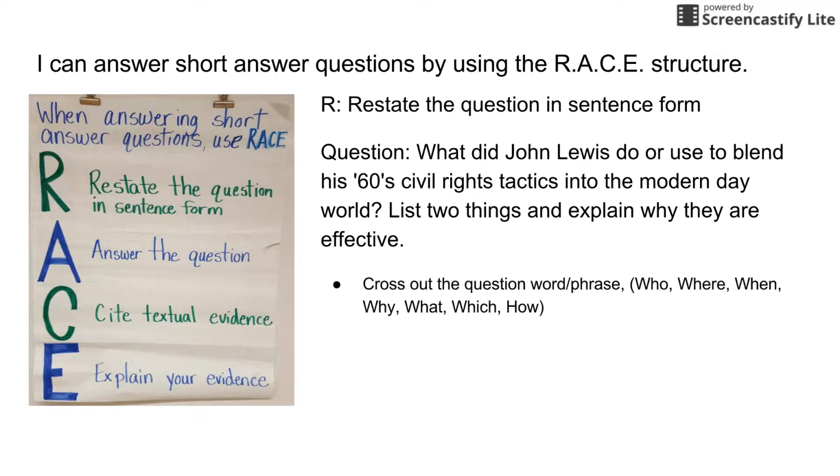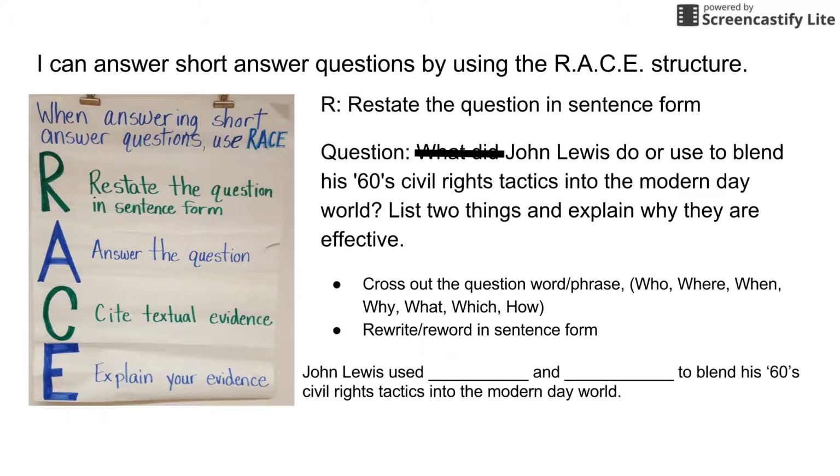So first, to turn the question into a sentence, cross out the question word or phrase. Those question words typically are who, where, when, why, what, which, how, and then rewrite or reword in sentence form. So I crossed out what did, and now I have John Lewis used ___ and ___ to blend his 60s civil rights tactics into the modern day world. So I have my restated question in sentence form, and there are blanks there because that's going to be my answer.